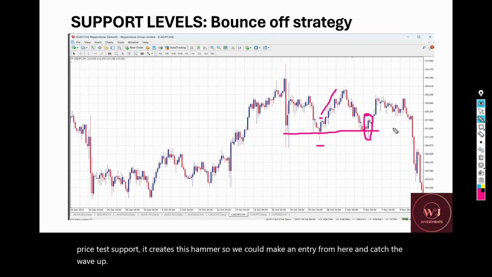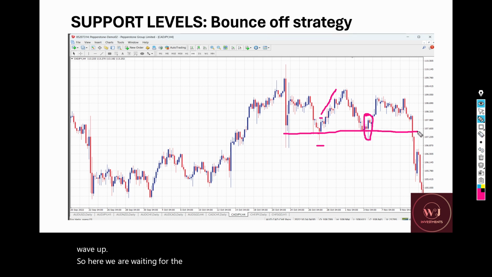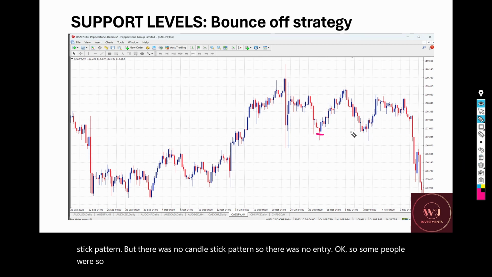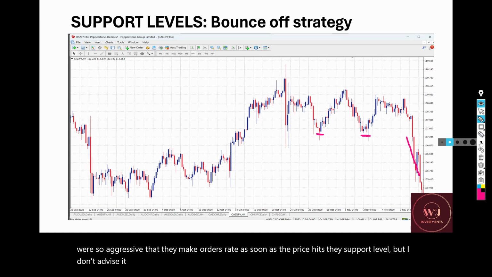So here we are waiting for the price to come and hit our support level to create a candlestick pattern, but there was no candlestick pattern, so there was no entry. Okay, some people are so aggressive that they make orders as soon as the price hits the support level, but I don't advise it because we could get a break and lose money. So you have to wait for candlestick patterns.